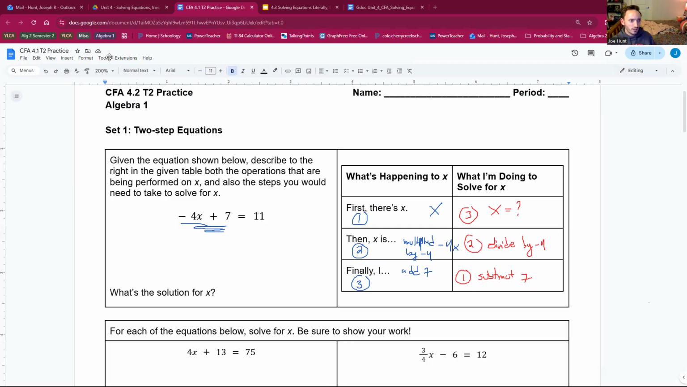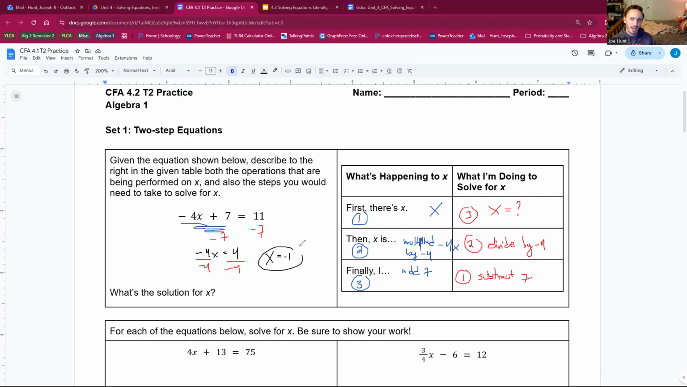So let's run the steps and see what it looks like, right? Here, my first move is that I need to subtract 7 from both sides. So what I'm left with is -4x is equal to +4. Then I need to divide both sides by -4. And what that's going to give me is a final answer that x is equal to -1. So I solved my equation.